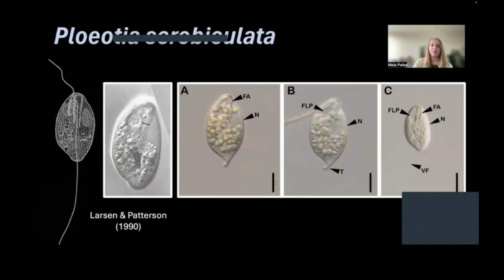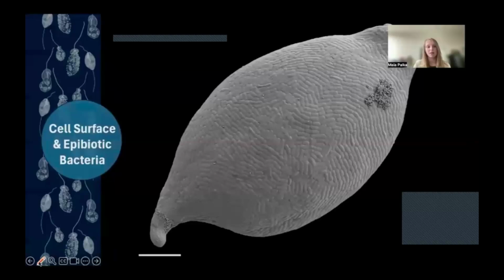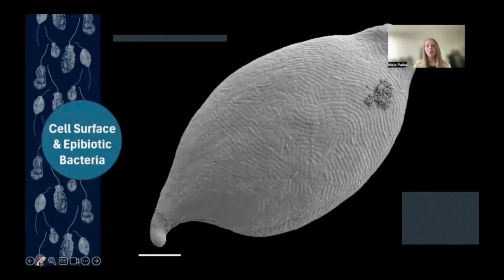Now, in scanning electron micrographs, where you can observe the external surface of tissue or a specimen, we can see that scanning electron micrographs of these cells, of Pleochus scribiculata, demonstrate a coat of epibiotic bacteria that completely covers the cell surface of these cells, which is really, really cool. Bacterial symbiosis to this extent, where the cell surface is completely covered by epibiotic bacteria, has never been described using electron microscopy in the euglenids. So this is really, really exciting.